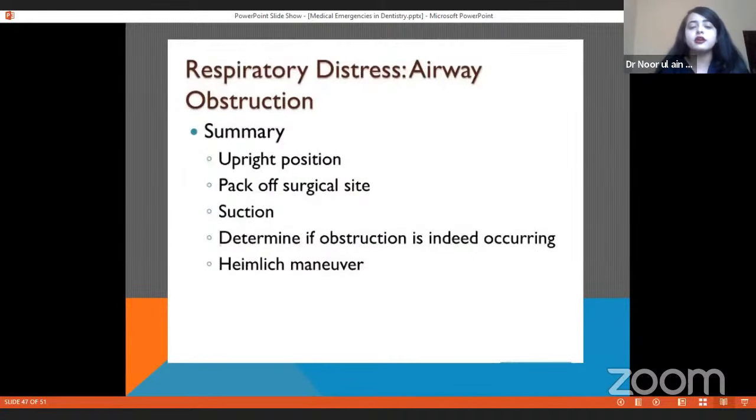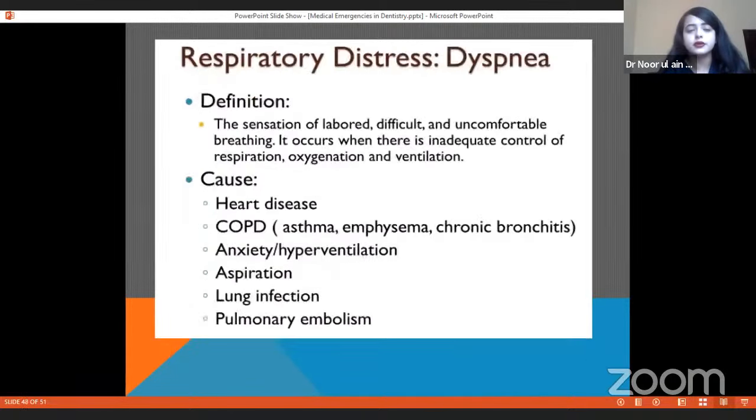So the summary here is: keep the patient upright, pack the surgical site, suction it well, determine if obstruction is indeed occurring, and the Heimlich maneuver is also required.